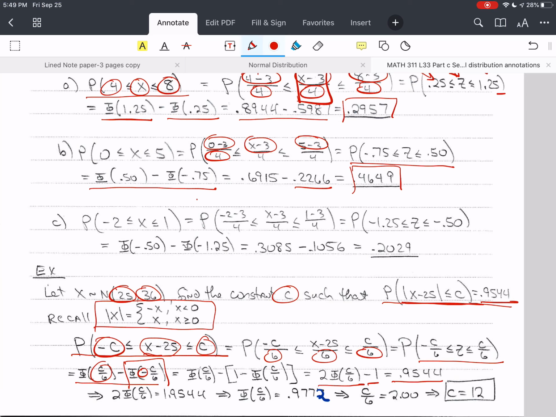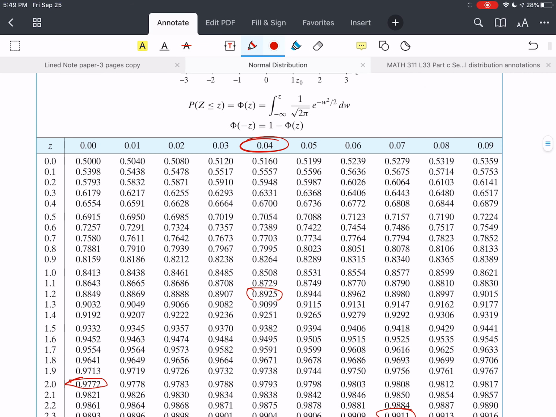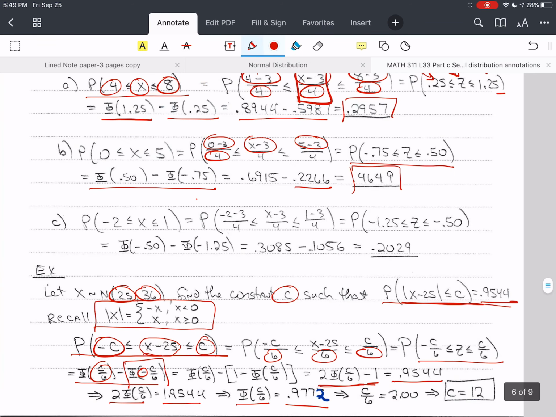And so this is equal to 0.9544. I solve for this, divide both sides by 2, and I get this. I look inside my table to find 0.9772, and here it is. That means I have a 2.00 as the z-score that goes with it. And so c over 6 is 2, and c is equal to 12.